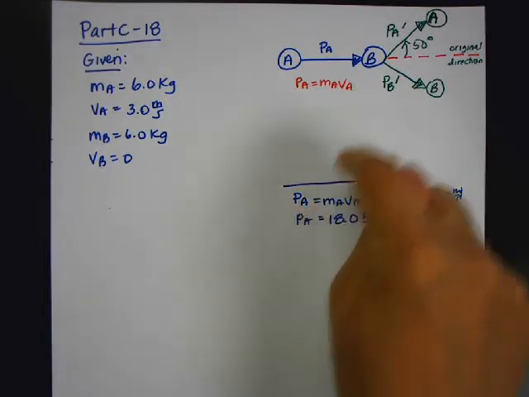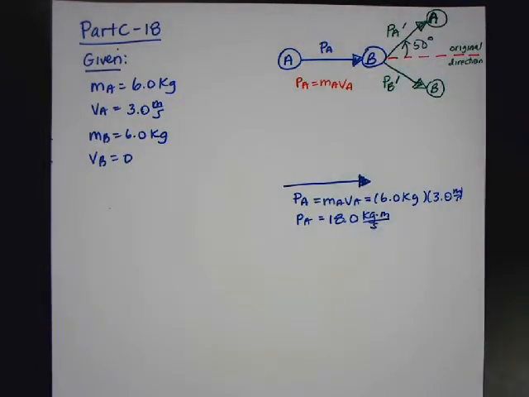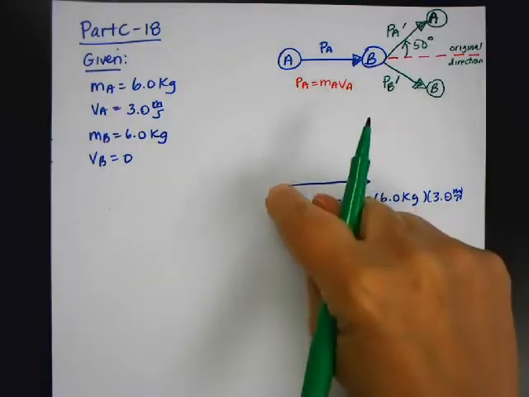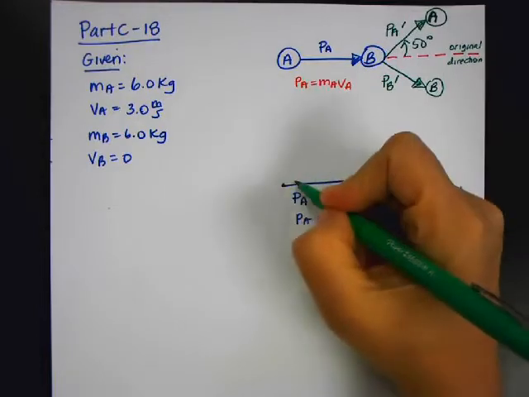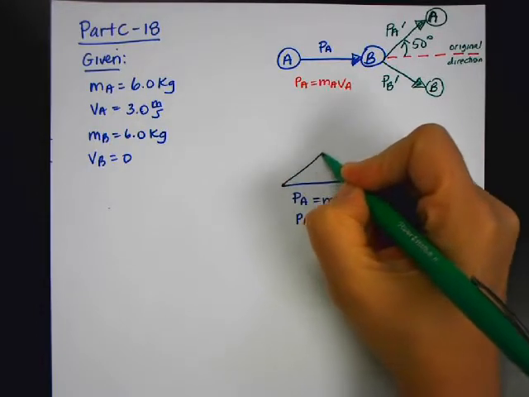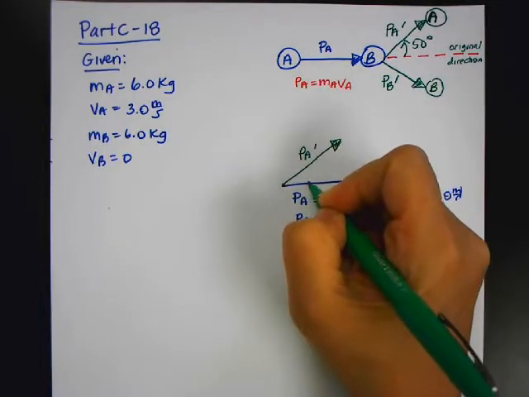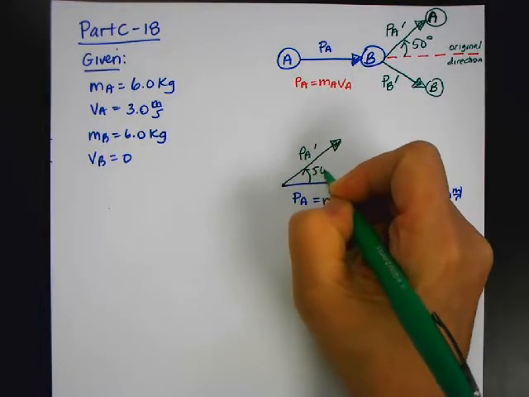Now, these two added head to tail have to be the same. So this is where I start. All I'm going to do is draw a PA prime just the way I see it. So at 50 degrees like this is PA prime acting at 50 degrees.